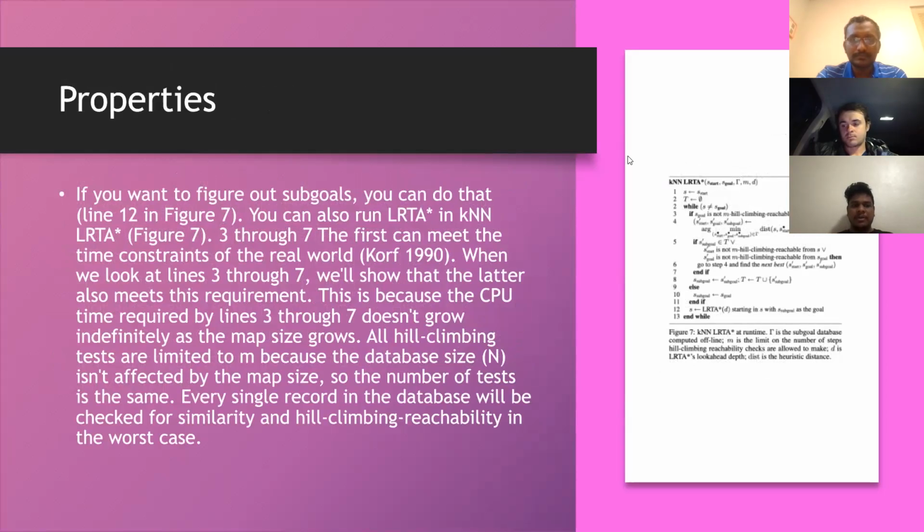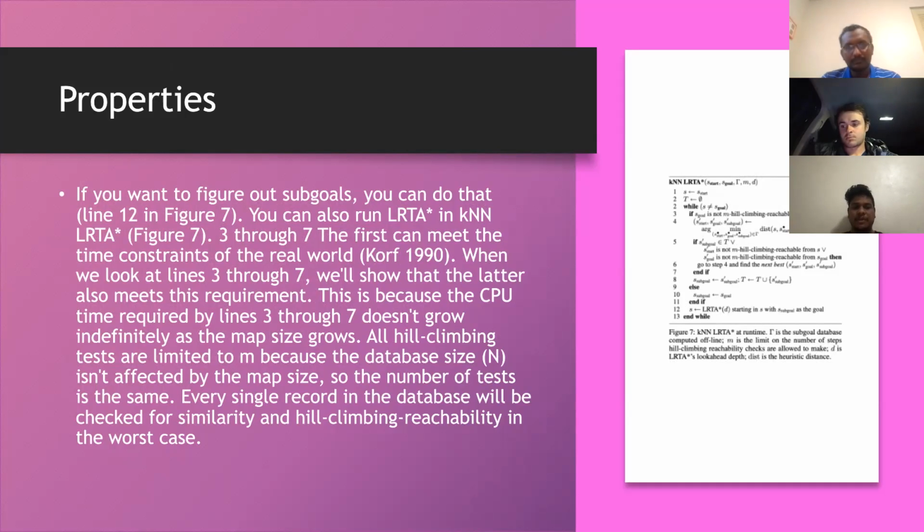So coming to the properties, their subgoals may be determined as shown in line 12 of figure 7, or LRTS star or KNN LRTS star as shown in line 13 of figure 7. Lines 3 through 7 are the examples. The former is able to satisfy the time restrictions of the real world, but the latter cannot.